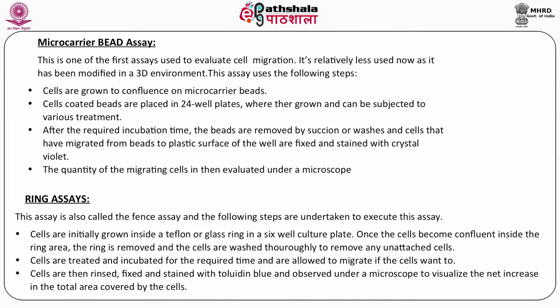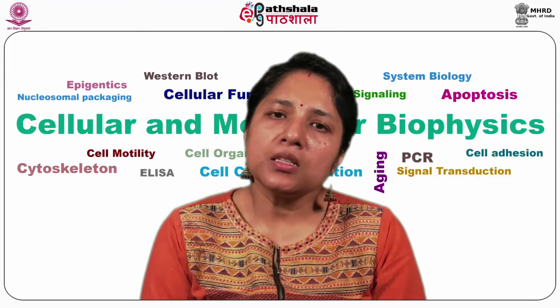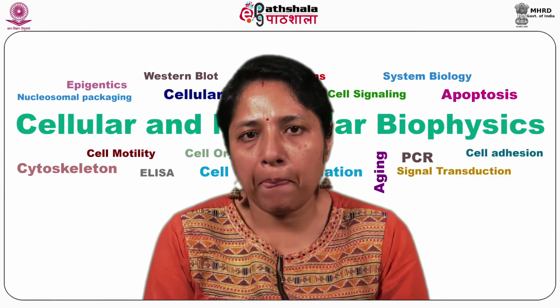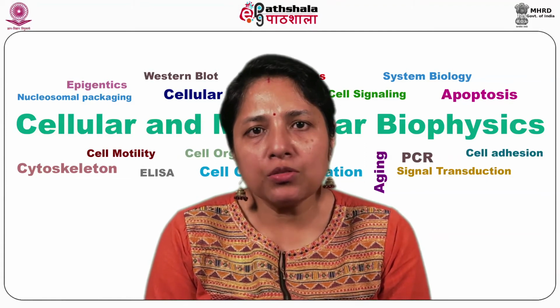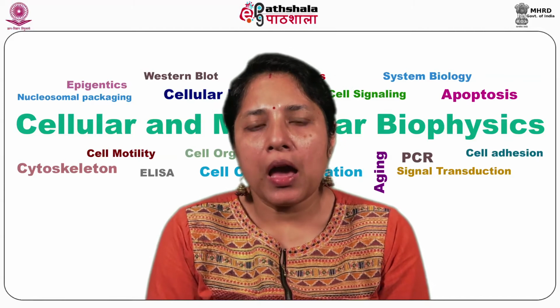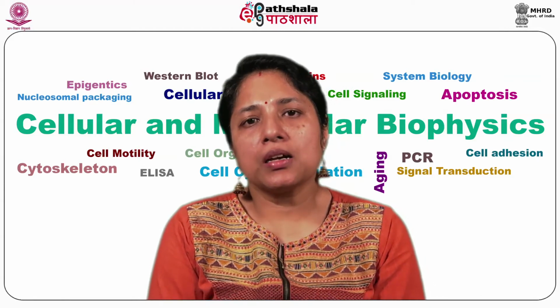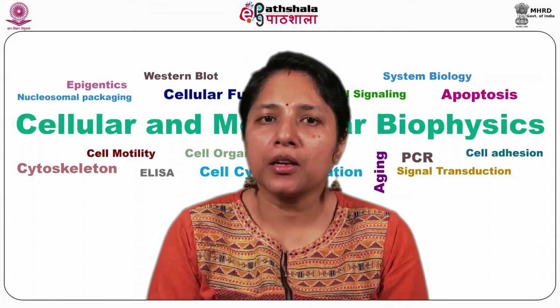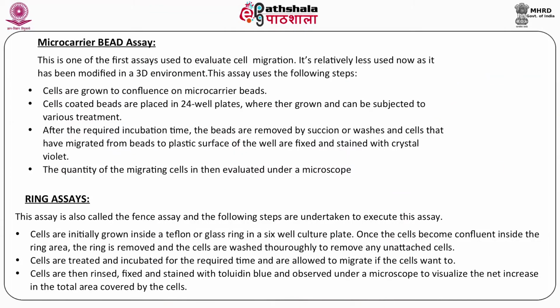Now the second method in this group is the microcarrier bead assay. This is one of the first assays used to evaluate cell migration. It's relatively less used now as it has been modified into a more 3D environment. And this assay includes various steps. Cells are grown to confluency on a microcarrier bead. Cell coated beads are placed in 24 well plates where they are grown and can be subjected to various treatments.